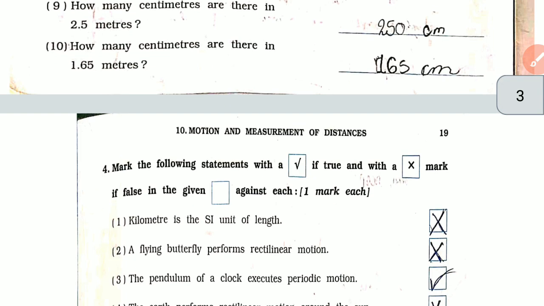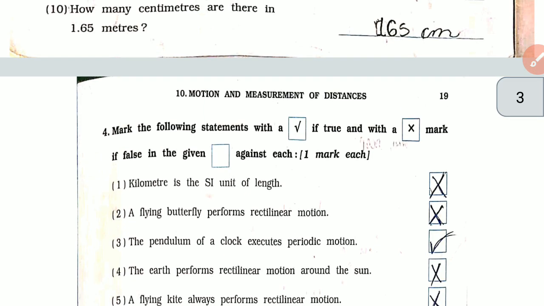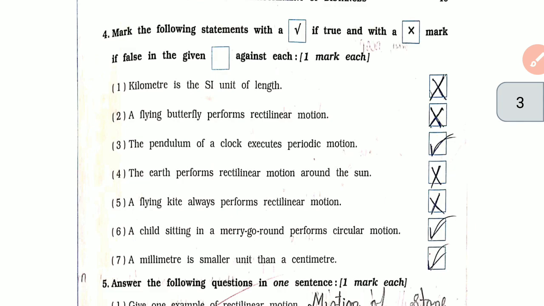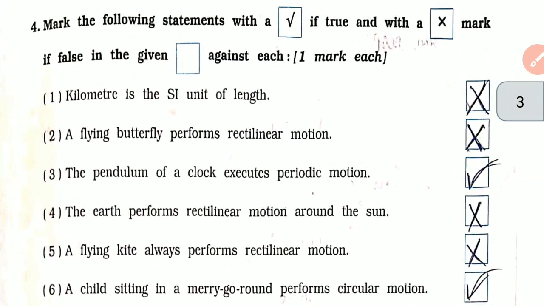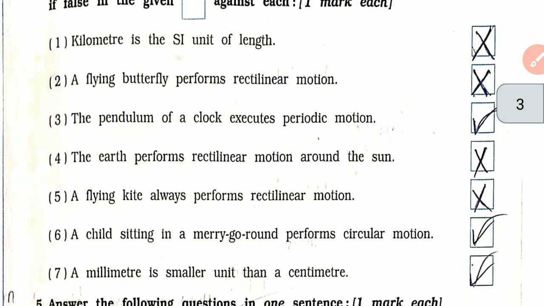8 number, how many meter are there in 1 kilometer? 1000 meter. 9 number, how many centimeter are there in 2.5 meter? 250 centimeter. 10 number, how many centimeter are there in 1.65 meter? 165 centimeter. 4 number, mark the following statements with true if true and with false if false.